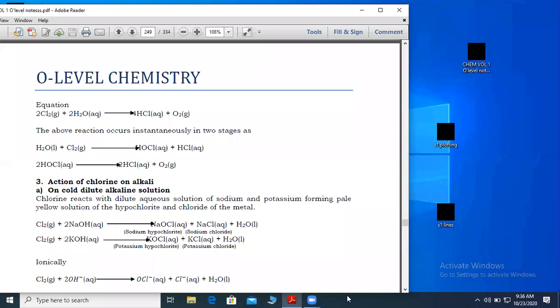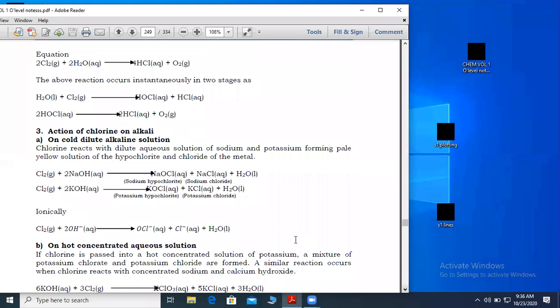Then let us look at action of chlorine with alkalis. This is very important. We shall do it even up to senior 5. Action of chlorine on alkalis. We have already seen that chlorine gas is also acidic, if you remember very well. And if it is acidic, then it must react with alkalis. Alkalis, I mean the bases, that is sodium hydroxide, potassium hydroxide. So if chlorine is acidic, it must react with them.